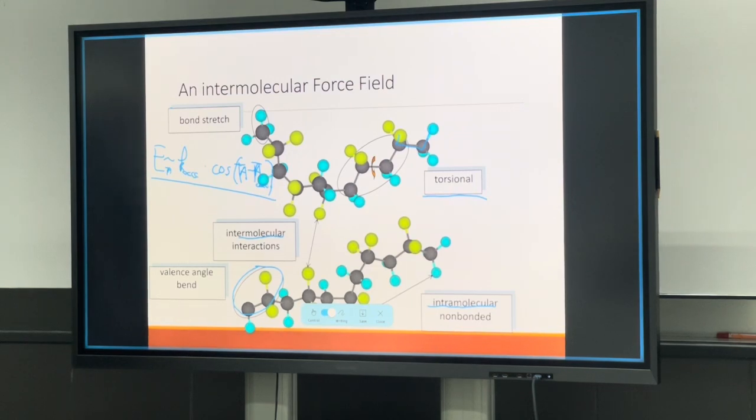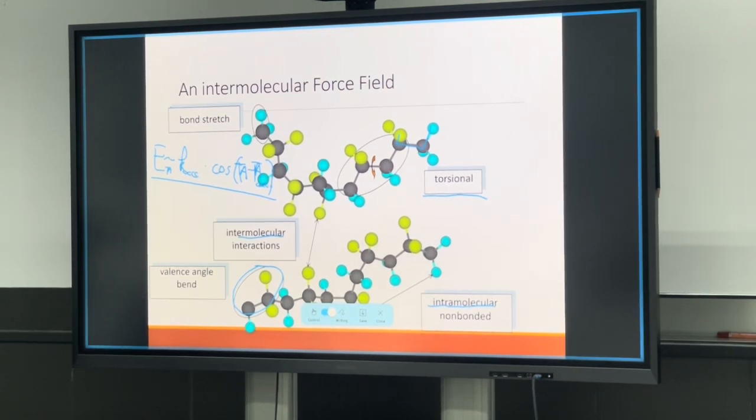So molecular symmetry also affects the energy of the torsion as well. I mean, your potential energy surface, or the expression that you use, must reflect the molecular symmetry, of course.